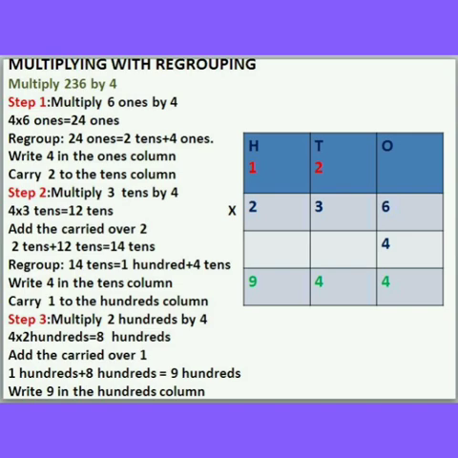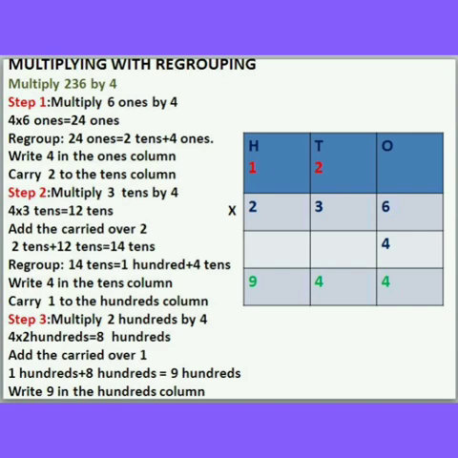Next, step 2. Multiply 3 tens by 4. So 4 into 3 tens equal to 12 tens. Then add the carried over 2 with the 12. So 2 tens plus 12 tens equal to 14 tens. Next, regroup. 14 tens equal to 100 plus 4 tens. So write 4 in the tens column and carry that 1 to the hundreds column.